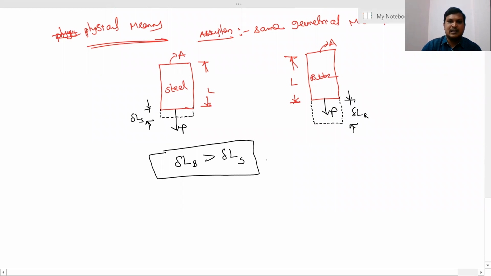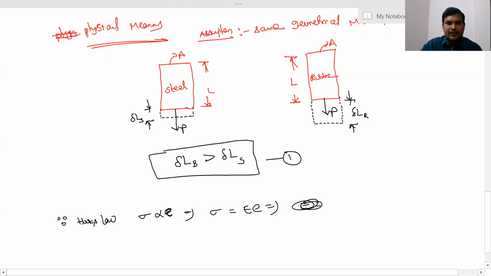I'm taking this as equation number 1. Since we know Hooke's law, what is Hooke's law? Stress is directly proportional to the strain. To remove the proportionality, we use Young's modulus E. We know that stress is equal to load by area and strain is equal to change in length by original length. So we can substitute here stress is equal to P by A and Young's modulus E into delta L.